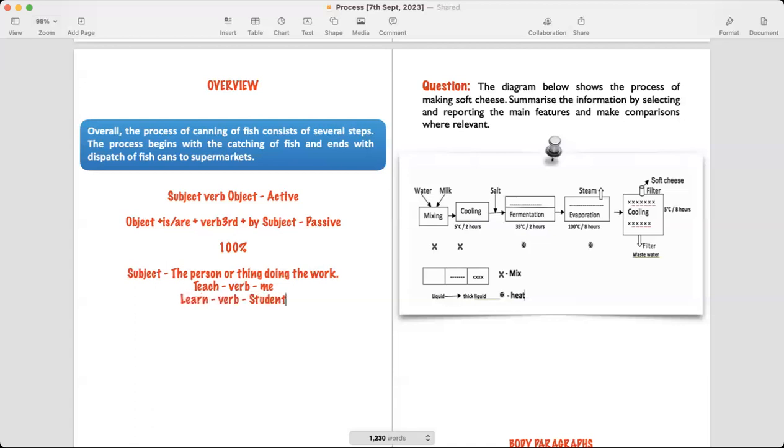Students. Right. So if I take teach as a verb, the subject is me because I am teaching. If I take learn as a verb, the subject is students. The person or thing doing the work is the subject. Please understand that. And it is going to change with the verb you use. If you use a different verb, then the subject is different. Is it clear? Yes, sir. Okay. So what's the problem? Why can't I make an active sentence here? Why is it not recommended?